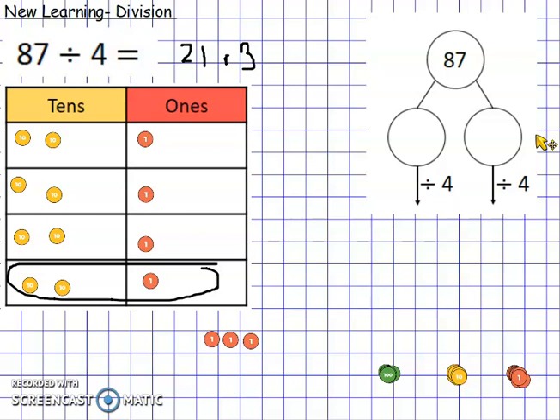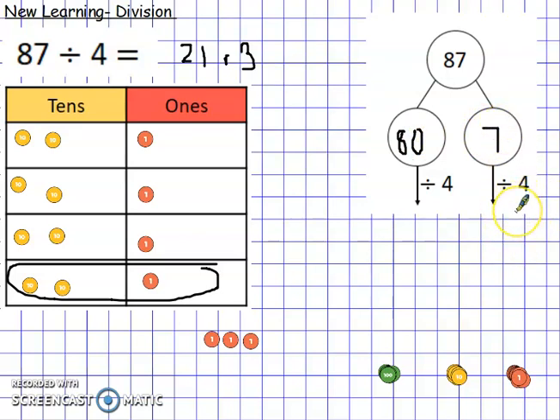So the first thing that we need to do is partition 87 in a way that we can divide by 4, or attempt to divide by 4. So I'm going to partition 87 into 80. You can do this with me if you want to have a go at it. And 7 ones. And I'm going to divide each number by 4.